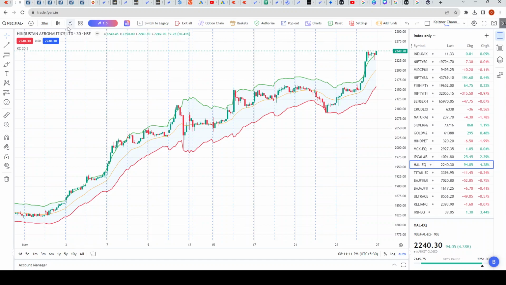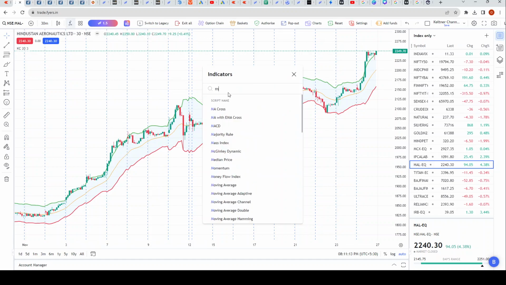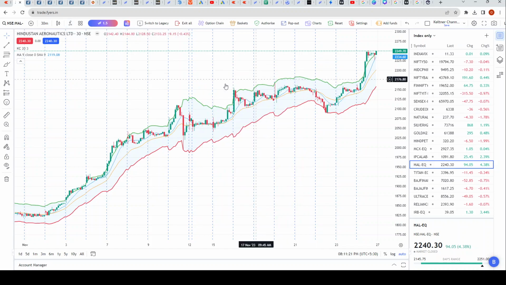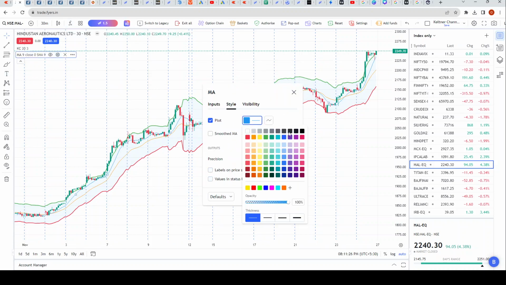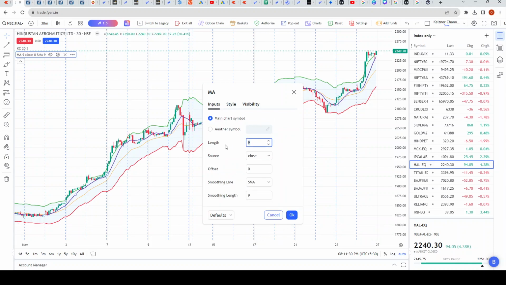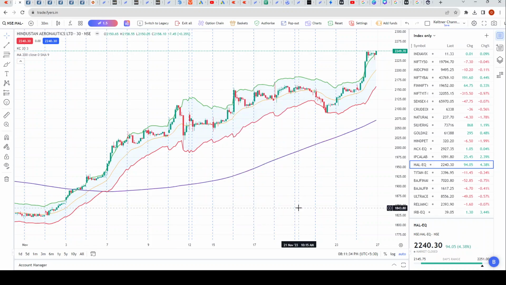The only other indicator that I would add to this is moving average. Again, this one, moving average, and I'll keep the value at 200. This is the color I would choose, make it thicker, and from 9 I'll change this to 200. That's it. These are the only things that I would want to use when I'm using this chart.